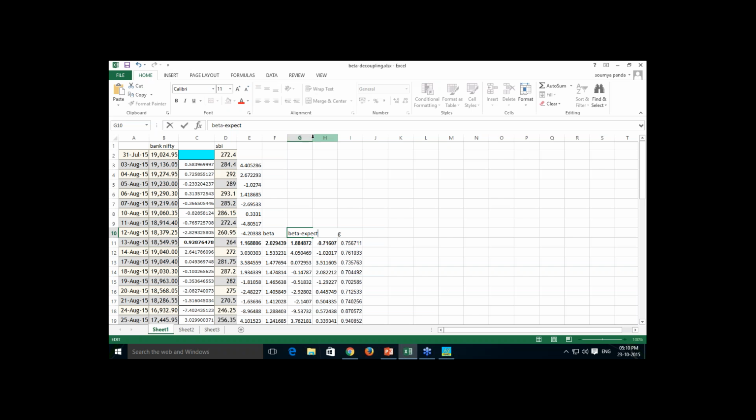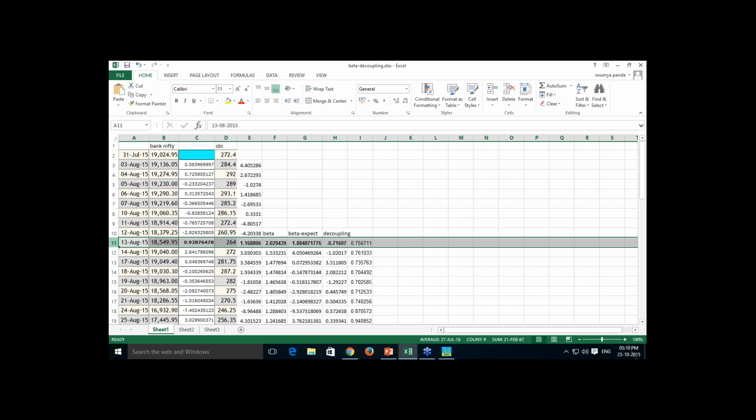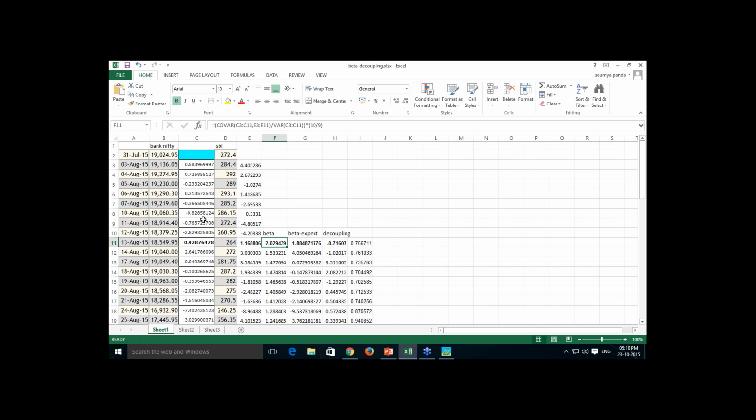The first record, on 13th August, we are getting a beta of 2.01. Bank Nifty is a sectoral index, so it is independent, and SBI is dependent. Based on this beta of 2.02, calculated by covariance divided by variance into 10 divided by 9, as per the value of 13th August, Bank Nifty has moved by 0.92%. So as per this beta, State Bank of India should move by 0.92 multiplied by the beta, that is 1.88%, as per its beta relationship.